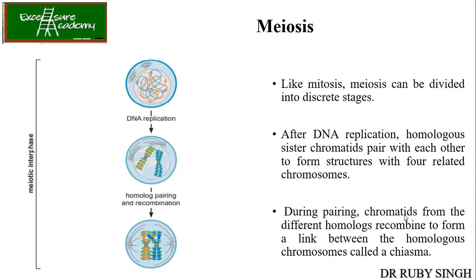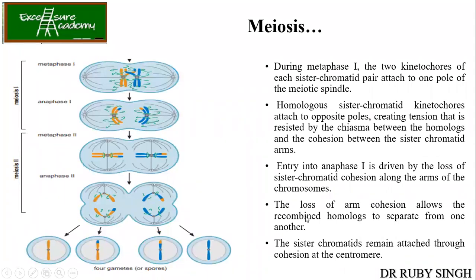So during pairing, chromatids from the different homologs recombine to form a link between the homologous chromosomes called the chiasma. Once this happens, during metaphase, the two kinetochores of each sister chromatid pair attach to one pole of the meiotic spindle. So now you can see that the recombination has taken place, right? And then it goes to the opposite poles. So this is similar to your mitosis. You can see it goes to the opposite poles. And then again, the cell gets divided. Now in meiosis 2.